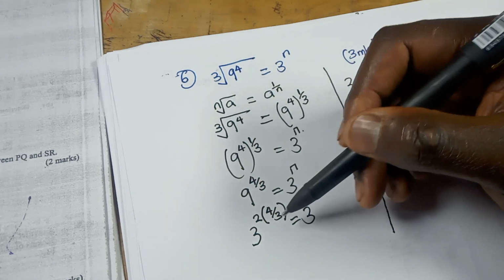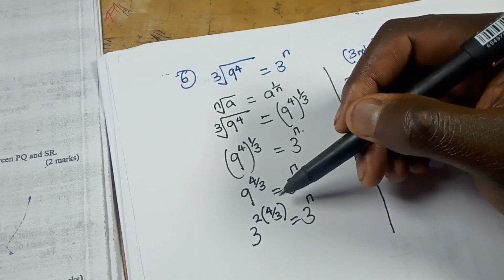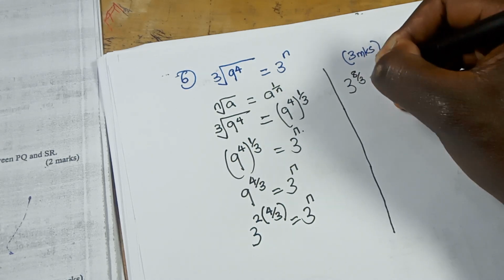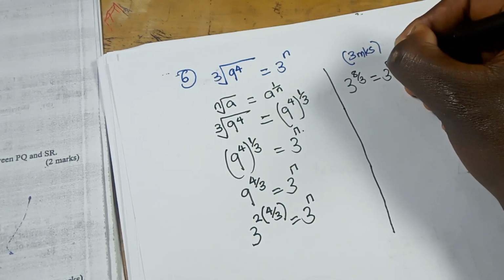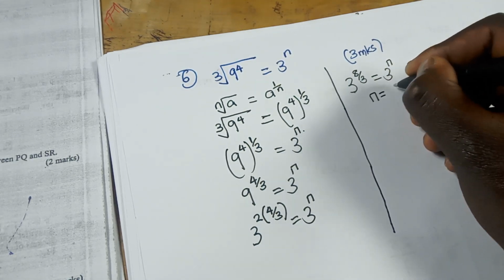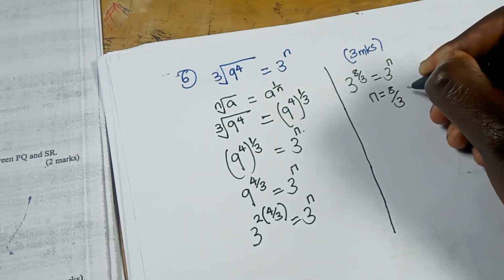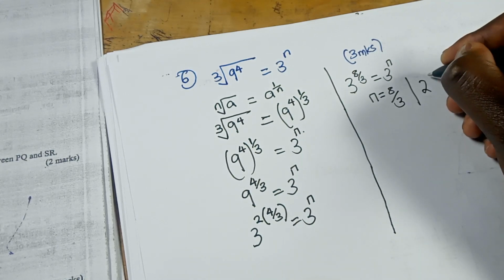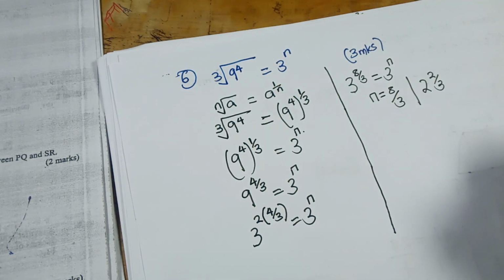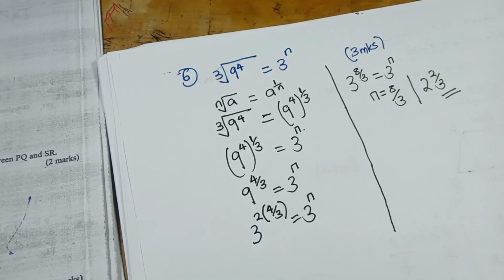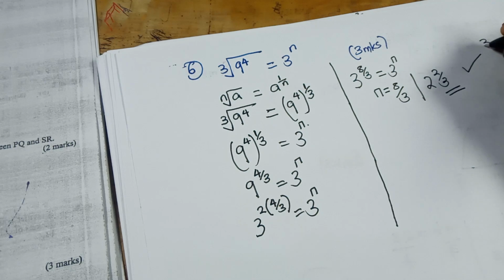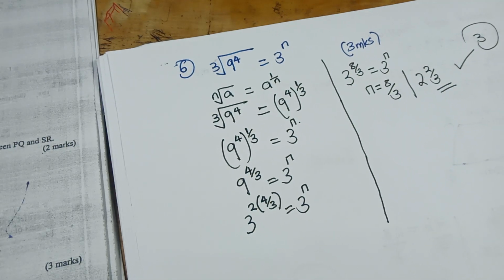So we continue and we are going to have 3 to the power 2 times 4 over 3, which is 8 over 3. So it will be 3 to the power 8 over 3 is equal to 3 to the power n. Having the bases common, we can conclude that n is equal to 8 over 3, or 2 and 2 thirds. So that is our n. We are done with that question, and by doing so, you get your 3 marks.